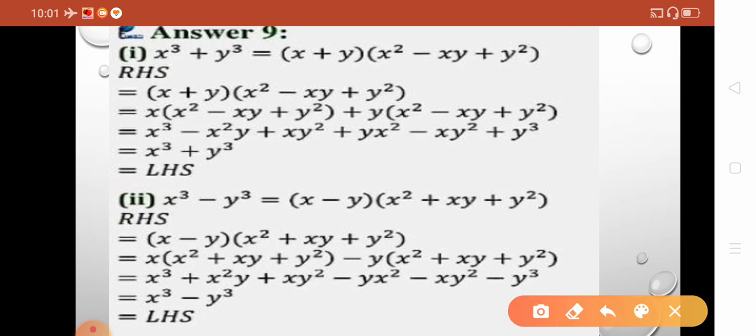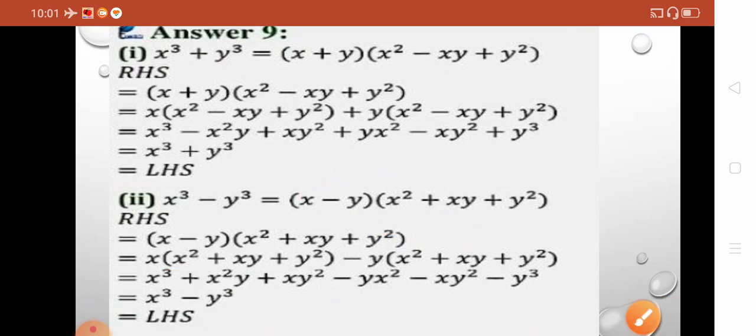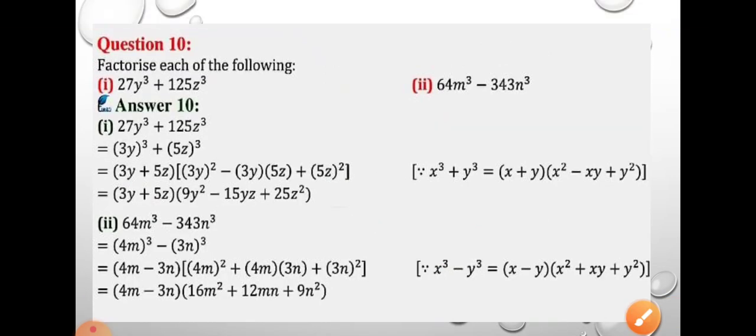Similarly, for the second one, first of all we will multiply x with all these, and then we will multiply y with all these with a negative sign with y, and we will get our left hand side equal to our right hand side. Hence proved. Now let us move to the 10th question.